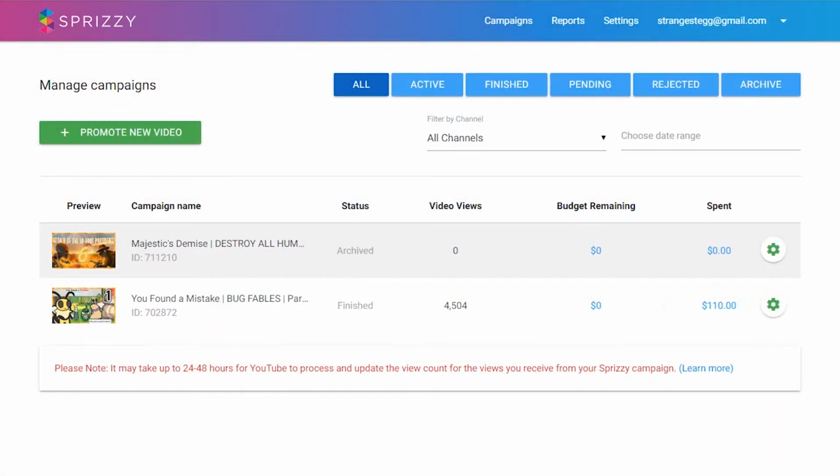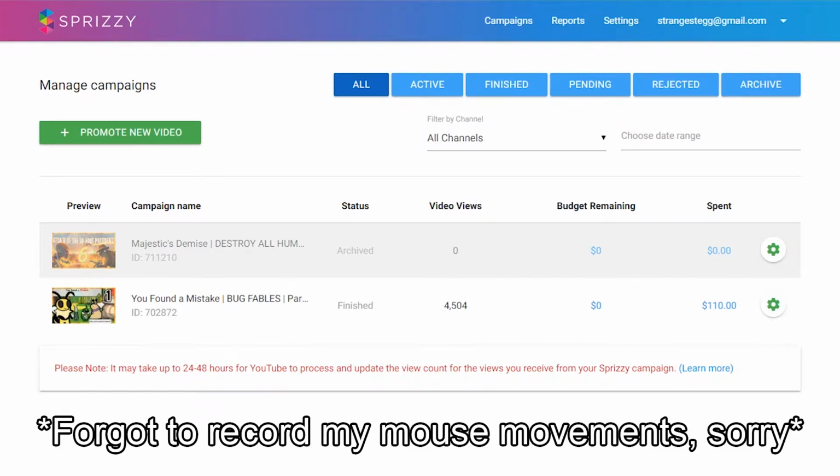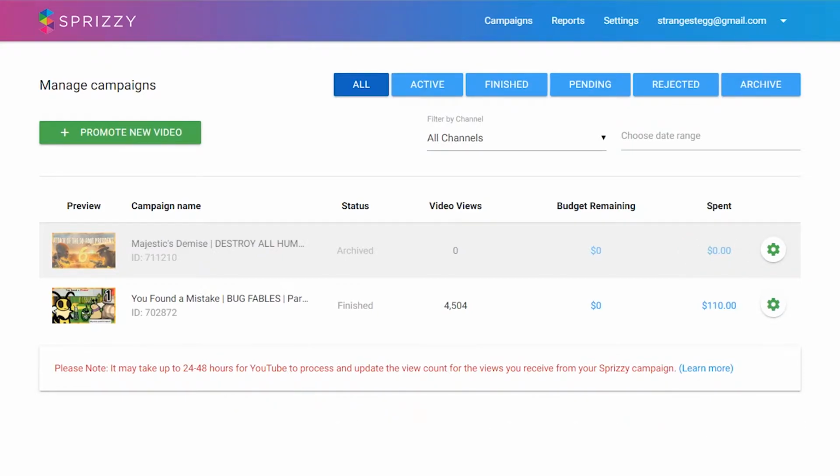So here we are at my computer, and this is what it looks like when you've logged into Sprizzy. What we're looking at here is this campaign on the bottom is the one that I completed for the test, and this one on the top is another one that I did for a previous recording of this and am not allowed to delete, so now it's here constantly taunting me at how ugly it is.